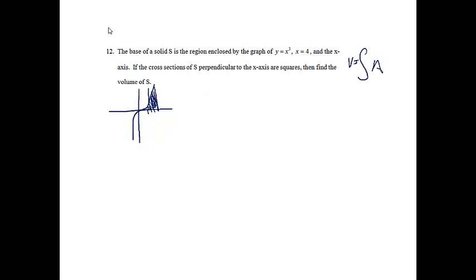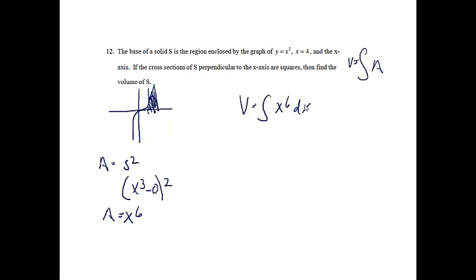So the area of a square, I always like to do a little side trip, the area of a square will be side squared, and to get the length of the side, it's going to be the top minus the bottom, since I'm dealing with the x-axis. So the top of the curve will be x cubed, the bottom of the curve will be 0, and that gives me x to the 6th. So the area is equal to x to the 6th. All right, so my volume is equal to the integral of x to the 6th dx, and then since it's in terms of x, we're going to go from an x value to an x value, which will be 0 to 4.